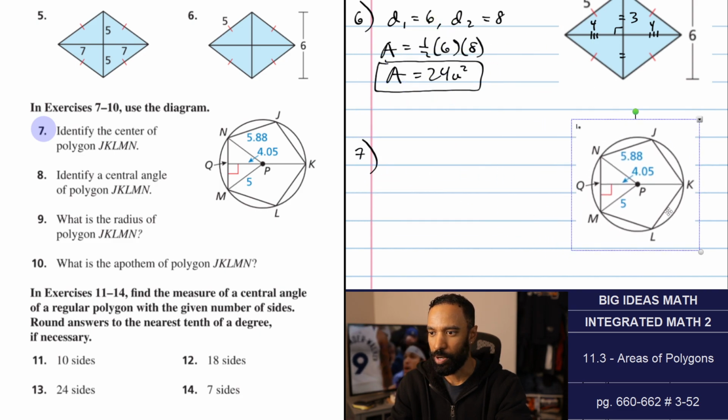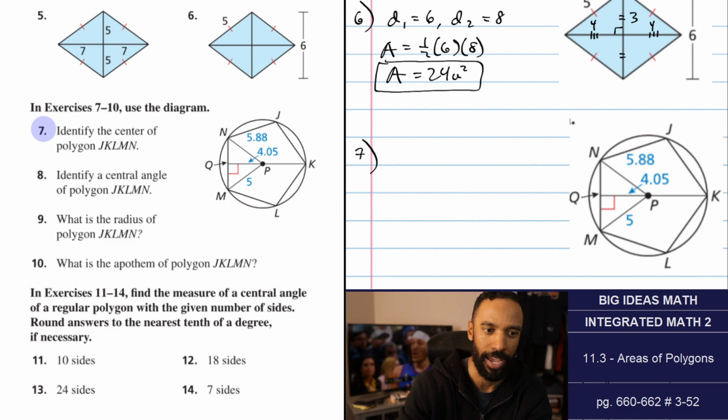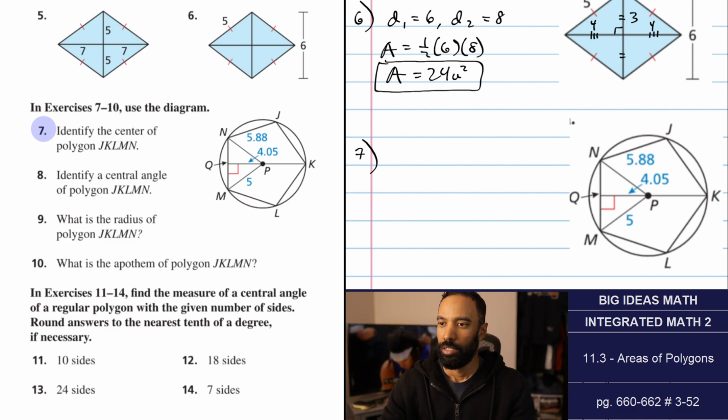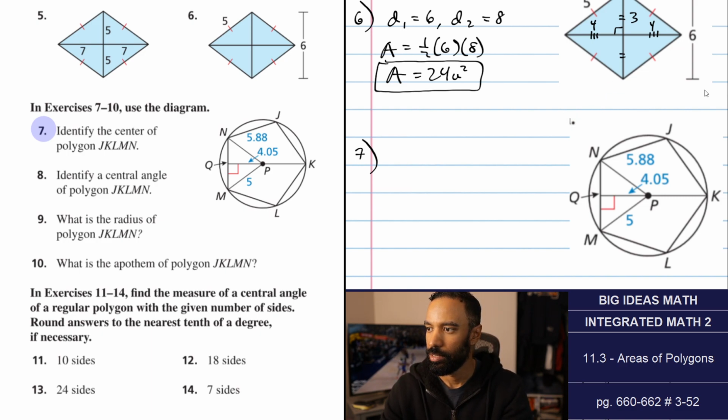Okay, so let me just bring this figure over and see what we got to talk about. Numbers 7, 8, and 9. Let me hide that bugger of a... No. Sorry, a little OCD. Okay.